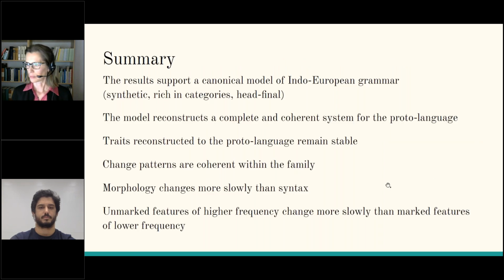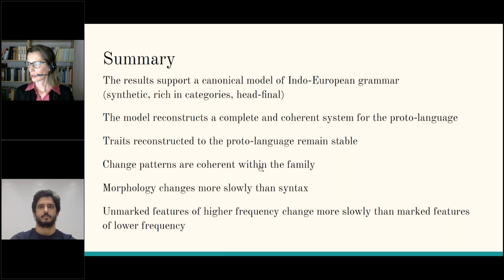So, a summary. The results support the canonical model of Indo-European grammar, which means a synthetic language rich in categories and head final. The model reconstructs a complete and coherent system for the proto-language, and traits that are reconstructed to the proto-language remain stable, and change patterns are coherent within the family, and morphology changes more slowly than syntax, and unmarked features of higher frequency change more slowly than marked features of lower frequency.